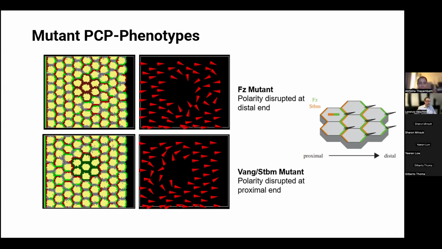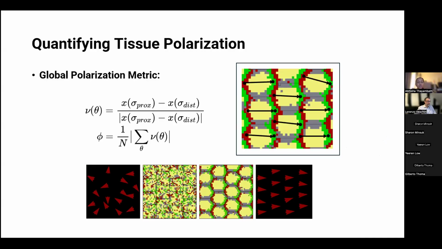Now, in order to quantify the amount of polarization, we used a metric, which is basically the order parameter used by the flocking model community to describe the collective movement of self-propelled particles. So it's basically the average of the normalized distance between proximal and distal compartment centers of mass over the entire lattice. So phi is a global polarization metric, which ranges from 0 to 1, 1 representing a fully ordered system, 0 representing a completely disordered system.